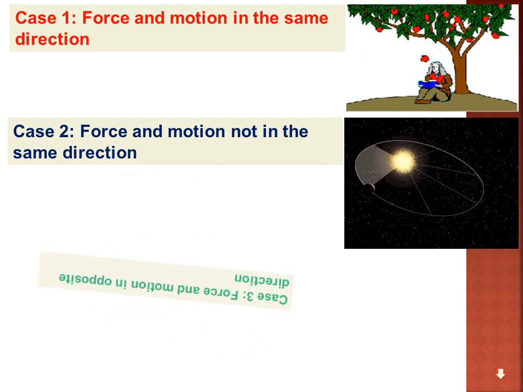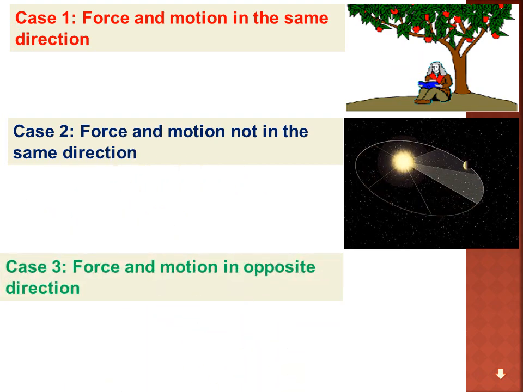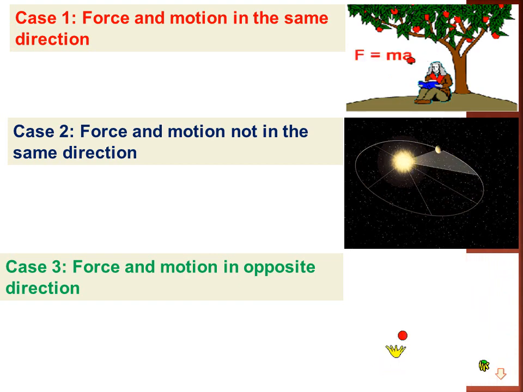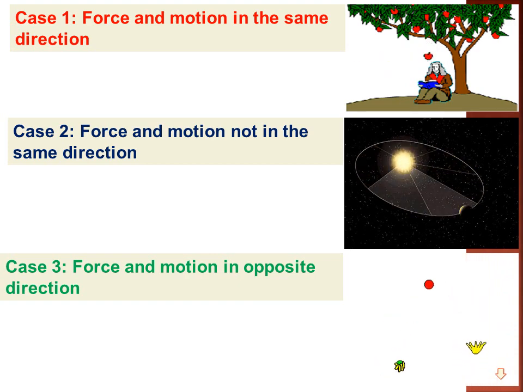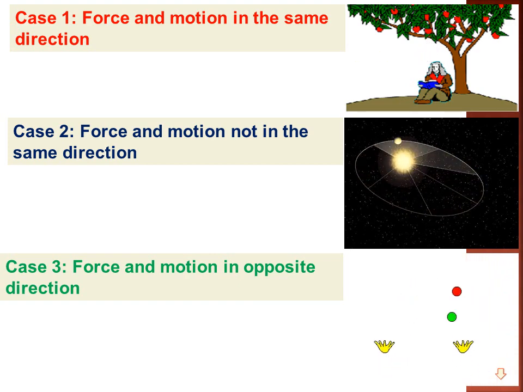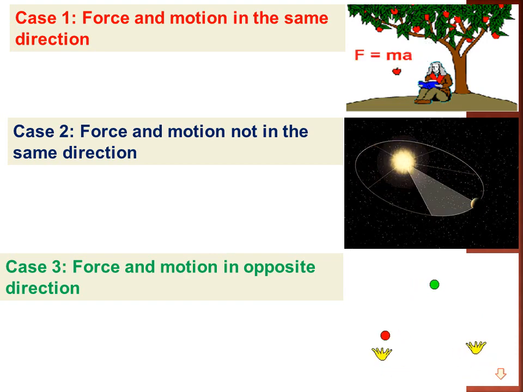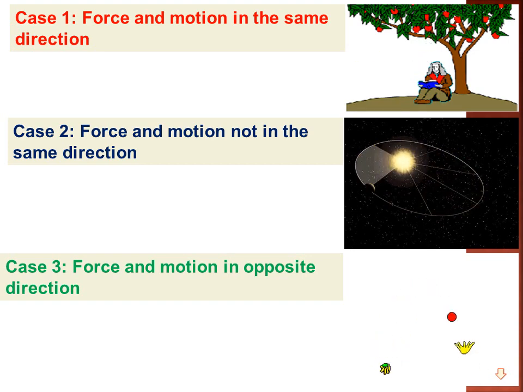And the third one, force and motion in opposite directions. If an object is thrown vertically upward, the direction of motion is upward, but the gravitational force is downward. The juggler throws the ball up, but the force on the ball is towards the ground.